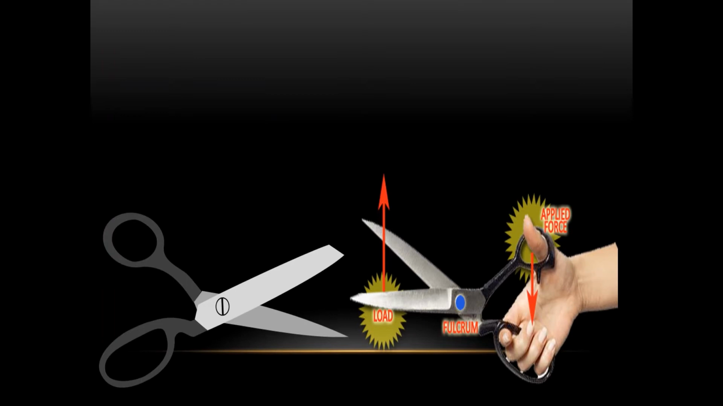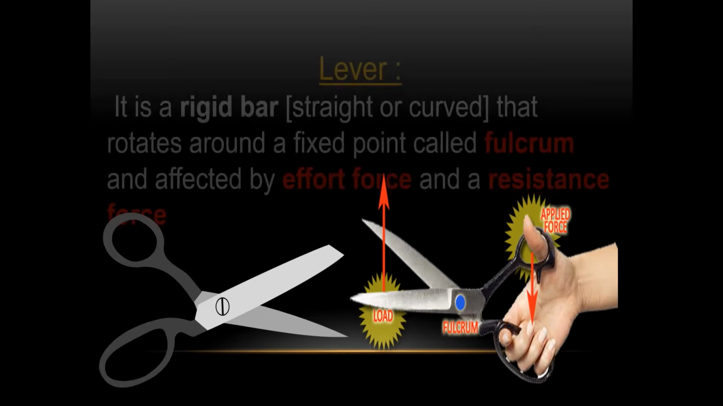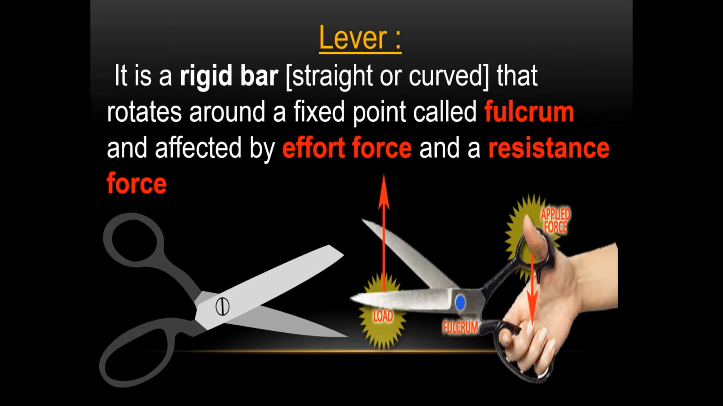All of these questions I will answer it now. For example, we have here lever, which is scissors. Okay, let me tell you what's meant by lever. The meaning of the word lever, it's a rigid bar.